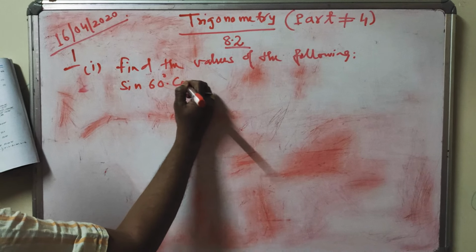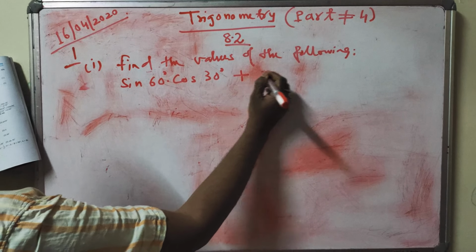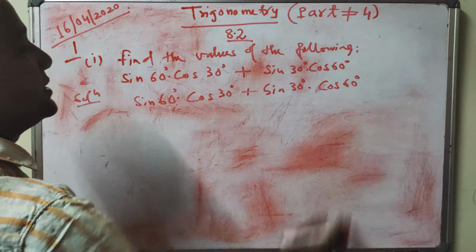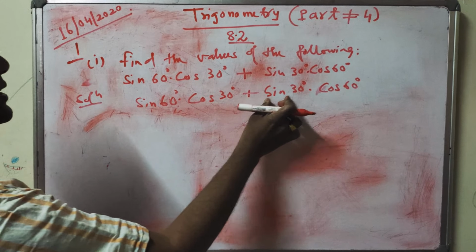See, here question number 1 is like this. Find the value of sin 60 degree cos 30 degree plus sin 30 degree cos 60 degree. Solution: I am going to show you how to do the sum. Sin 60 cos 30 plus sin 30 cos 60.